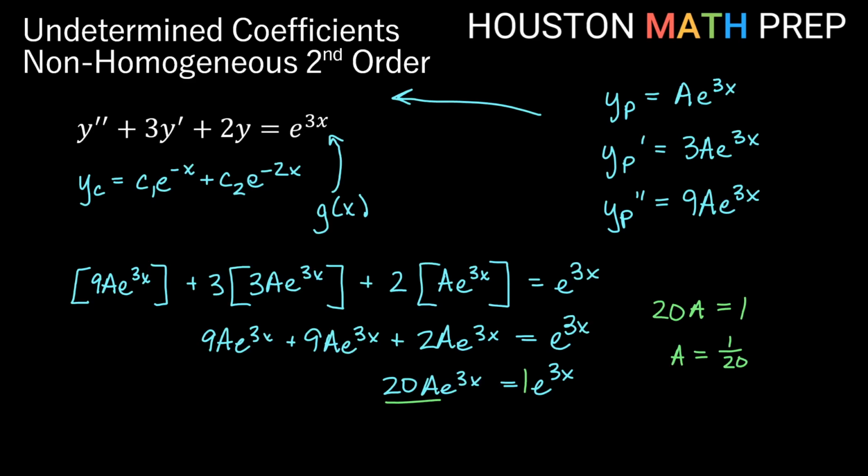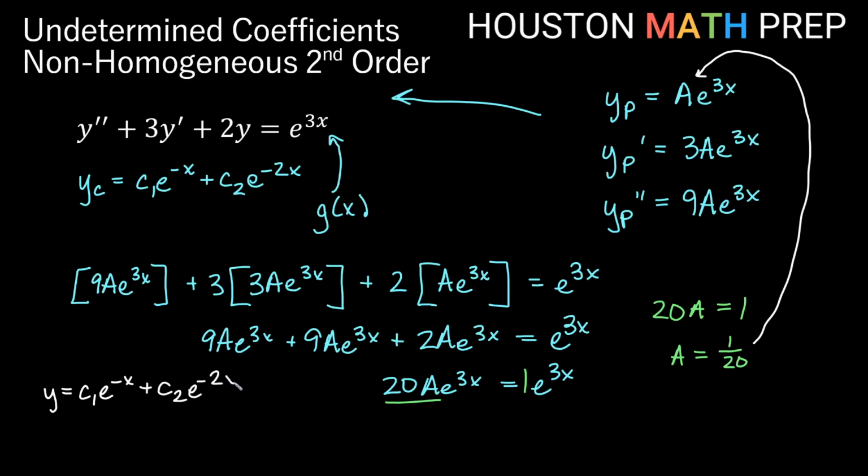And now we can write our solution. Remember, our solution is going to be y sub c plus y sub p. So taking this 1 over 20 and putting it back in for a in our yp, we'll have that y is equal to c1 e to the negative x plus c2 e to the negative 2x plus a e to the 3x becomes 1 over 20 e to the 3x.